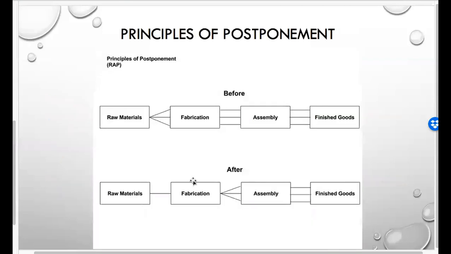So this is a quick description here. We have raw materials, and here we have 3 product lines: fabrication, assembly, finished goods. And what we're going to do is only have one product go into fabrication, and then once it's in fabrication, we're going to modularize it so that we get the 3 product lines from assembly and finished goods. What this does is this reduces the variation.